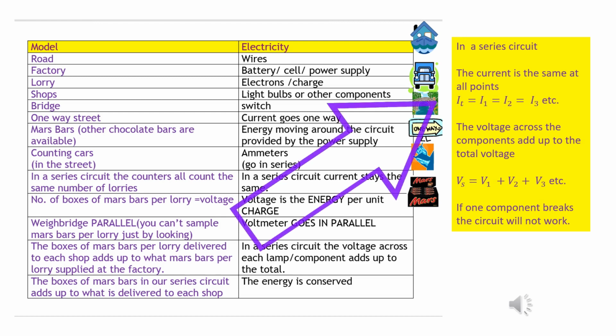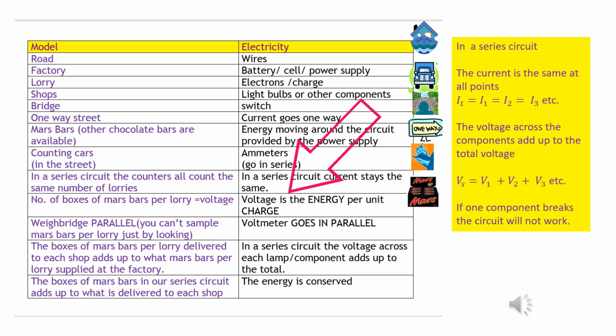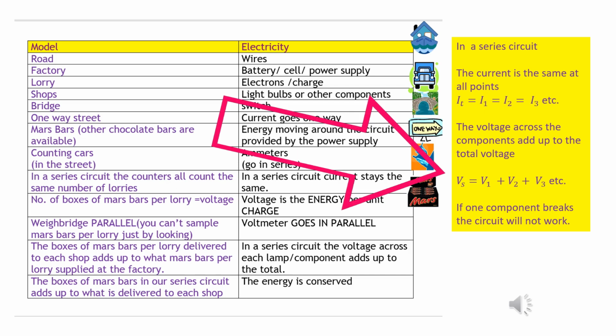We've also had the rules about current, which we said were like lorries. We said that in a series circuit, all the lorries counted are exactly the same at any position, which we said was equal to the current being the same at any point. And we said that the Mars bars per lorry, if you take all the Mars bars per lorry that each lorry delivers to each shop, that would add up to the total given by the Mars bar factory. And we said that that's equivalent to the voltage supply being equal to the voltage across each of the components.